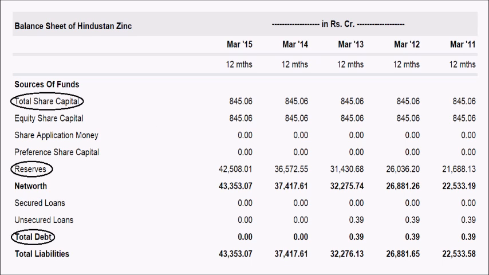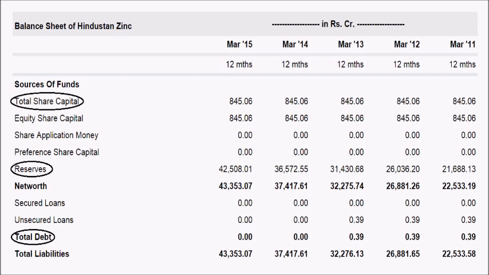In this balance sheet of Hindustan Zinc, the first section under liabilities is named total share capital and equity share capital. This represents the initial capital introduced by the company. In case there is any additional capital introduced by the company, then there will be a change in the total share capital. The second section under liabilities is the reserves.